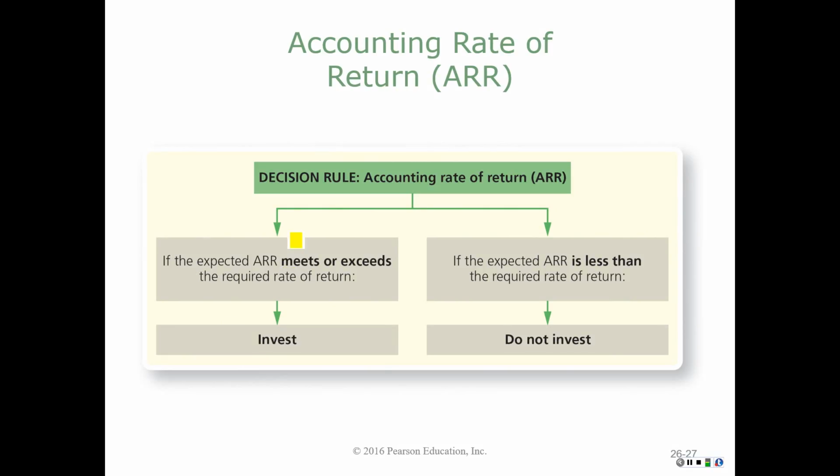Once again, what's our basic decision rule for the accounting rate of return? If our accounting rate of return meets or exceeds whatever required minimum has been established by our organization, then we could consider investing in this particular capital asset. But if it is less, then are we expecting too high of a rate of return, or simply no, this is not an investment that we need to take on at this particular time?